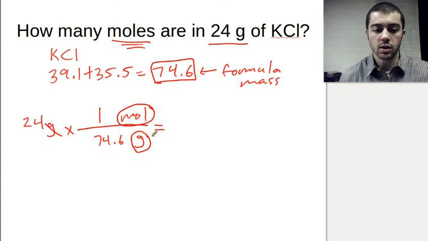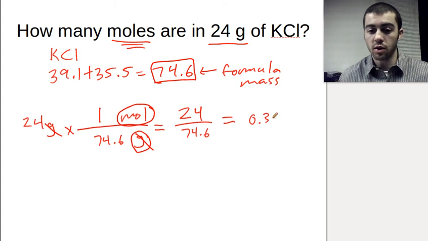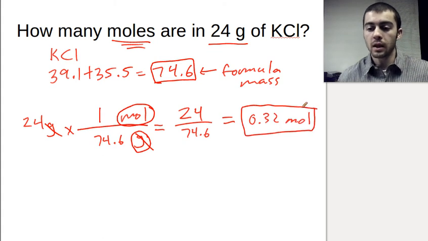So here grams cancels with grams. We multiply straight across the top, 24, across the bottom, 74.6, and then we just have to divide this out, and this will give us 0.32 moles. This is the same process as before, we're just doing a unit conversion. The only difference is now we're using the formula mass per mole instead of the number of particles per mole.